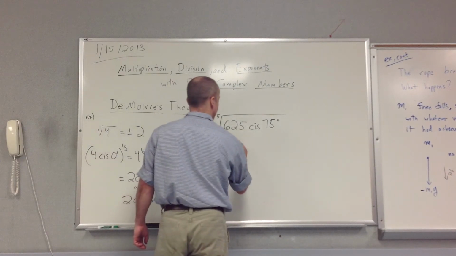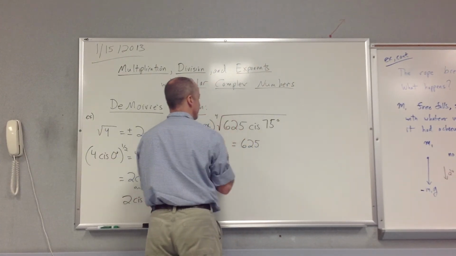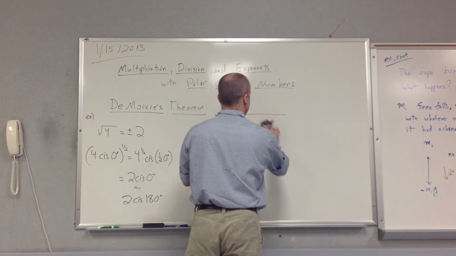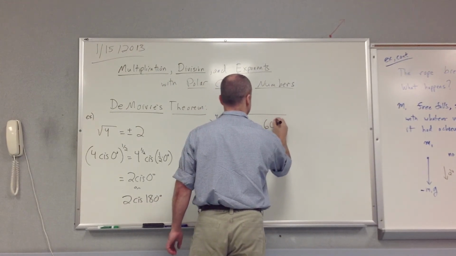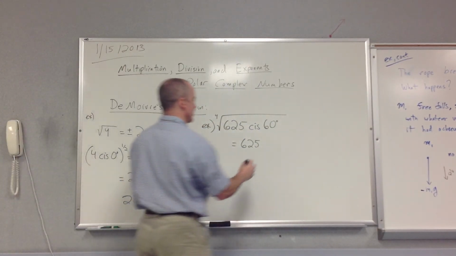Well, let's see. 625, I'm sorry, the fourth root. I meant to do fourth root and 60 degrees. And then you're on the right track. You knew what I was going for. Not really writing anything down the right way first try there. 625 to the maybe 1/4.